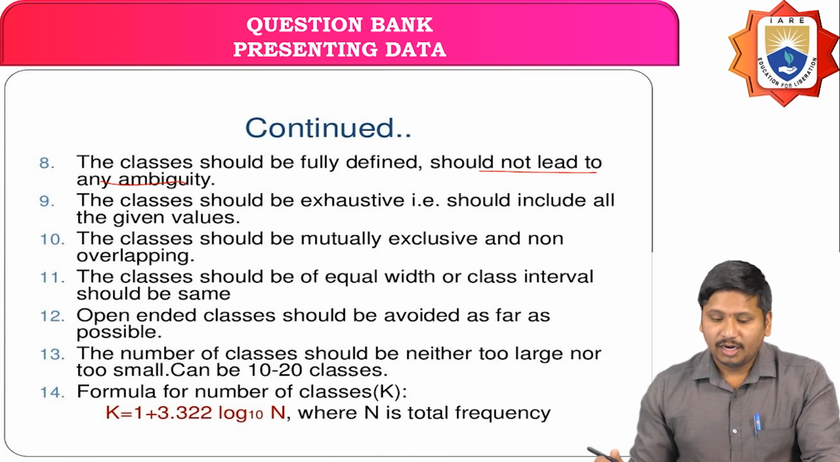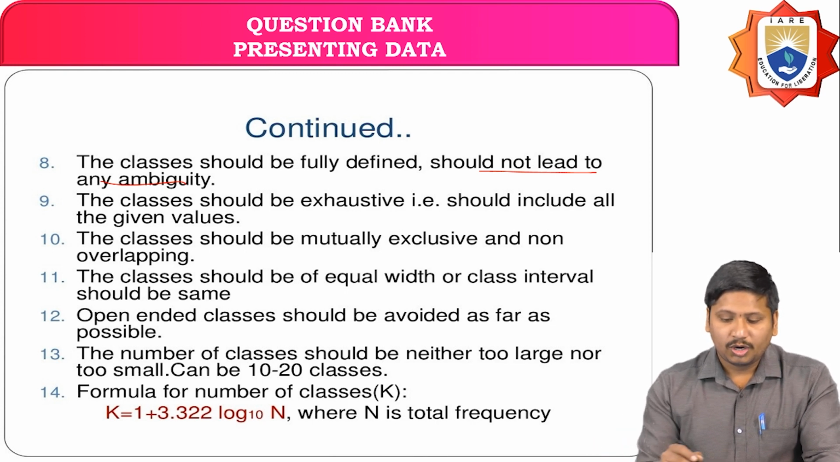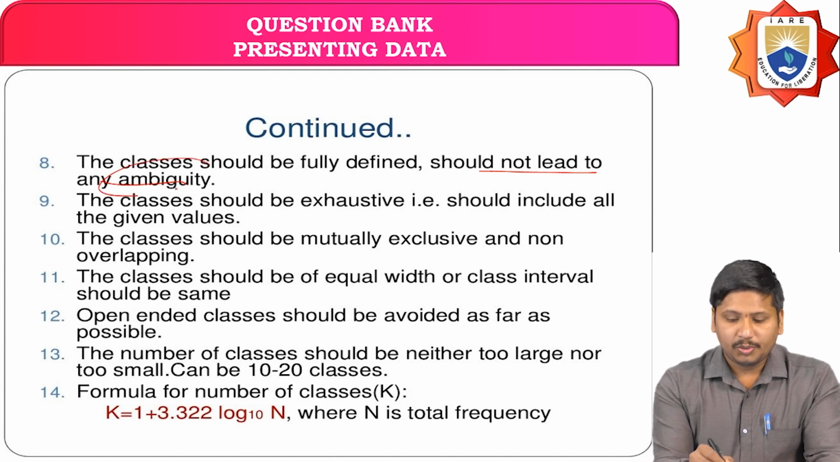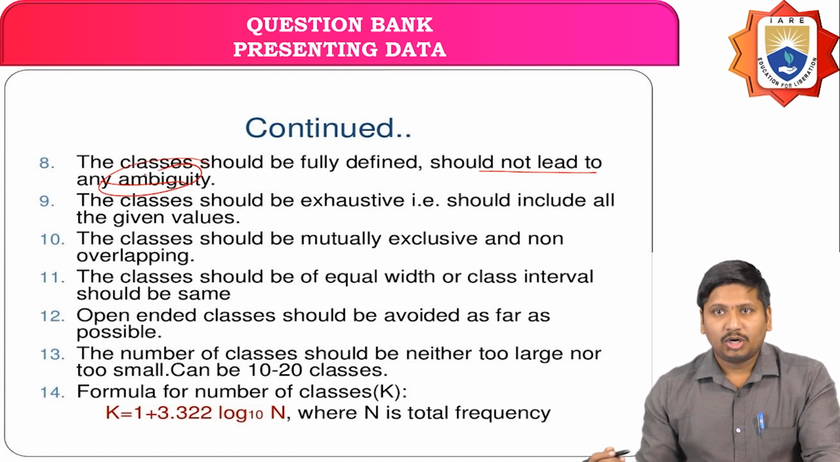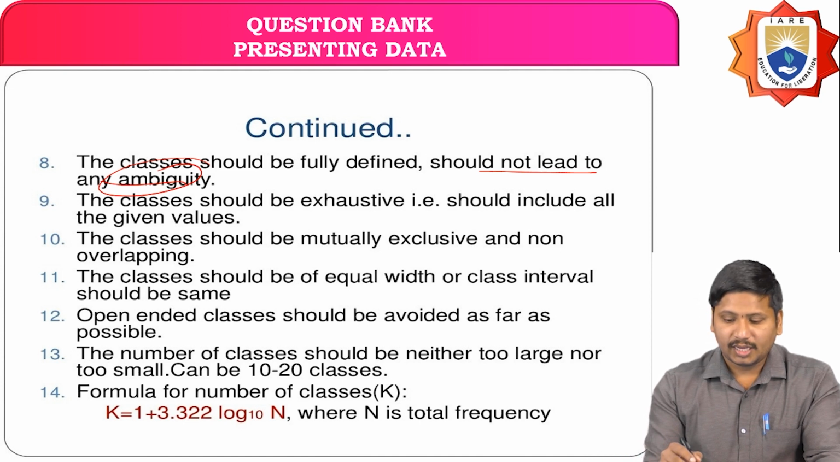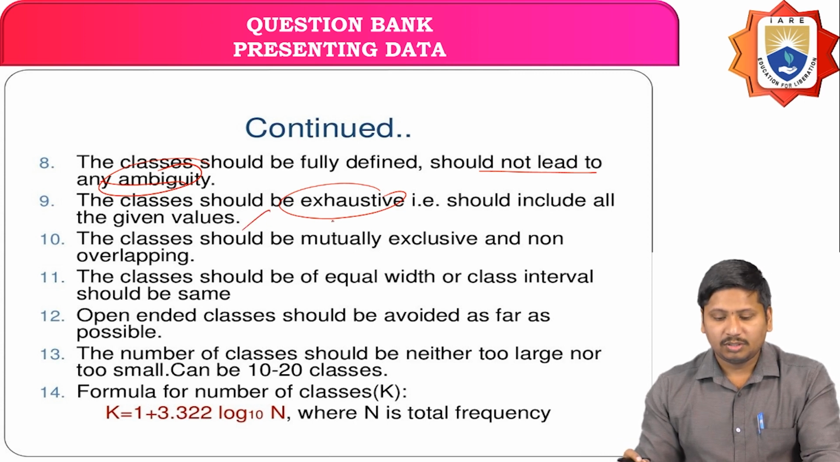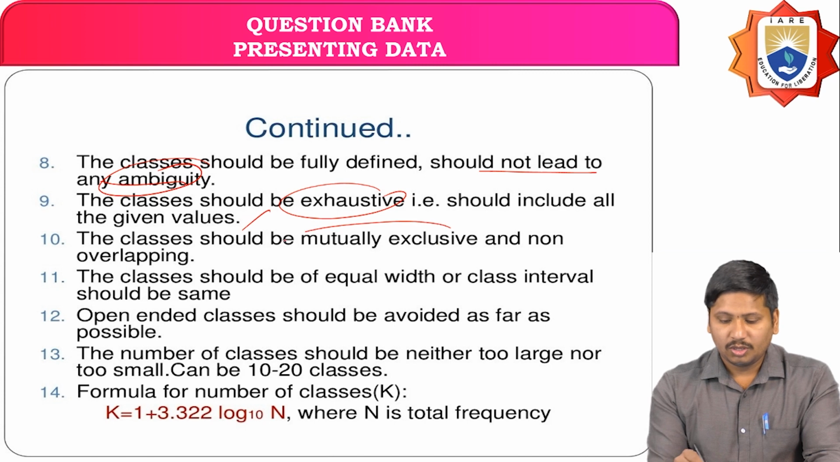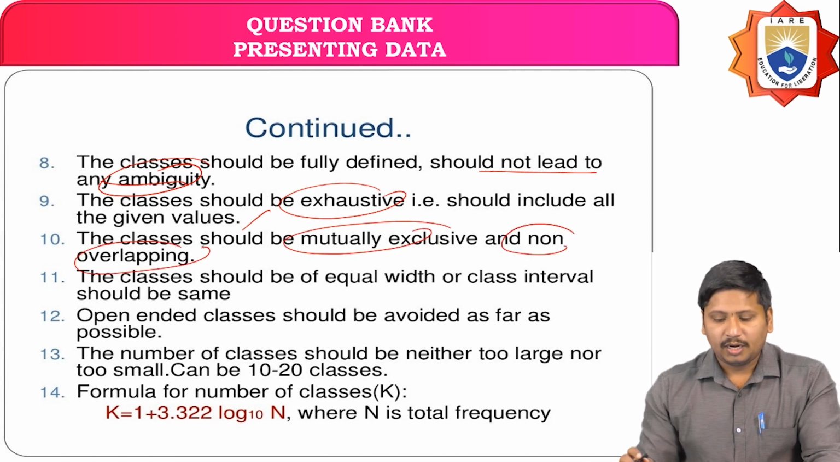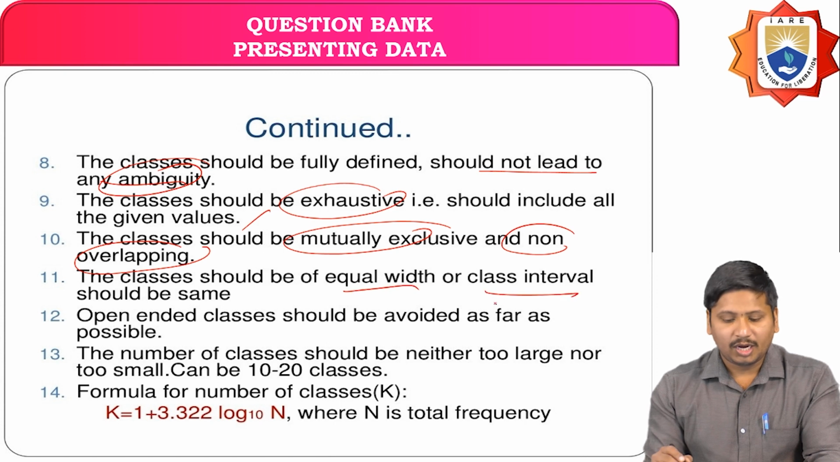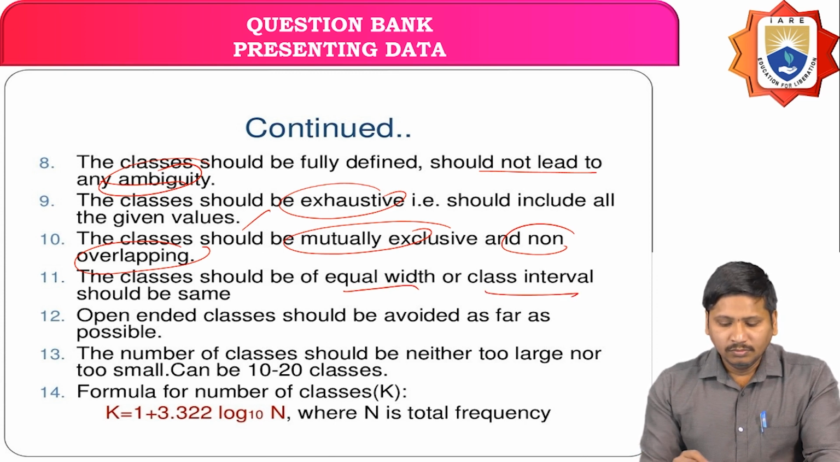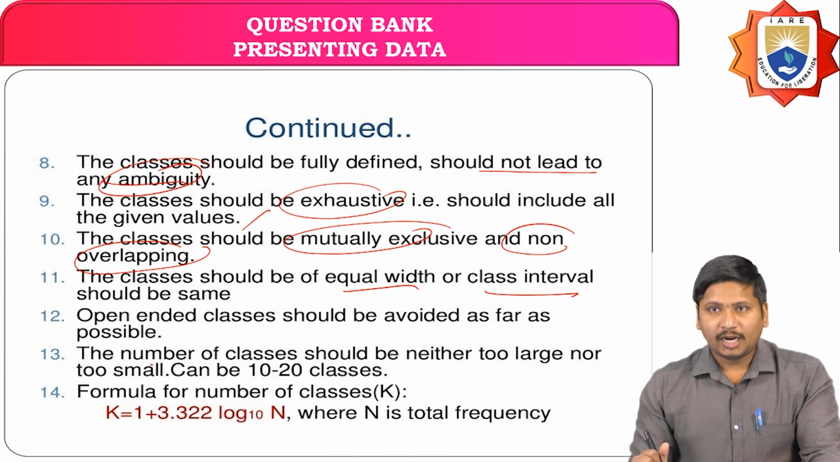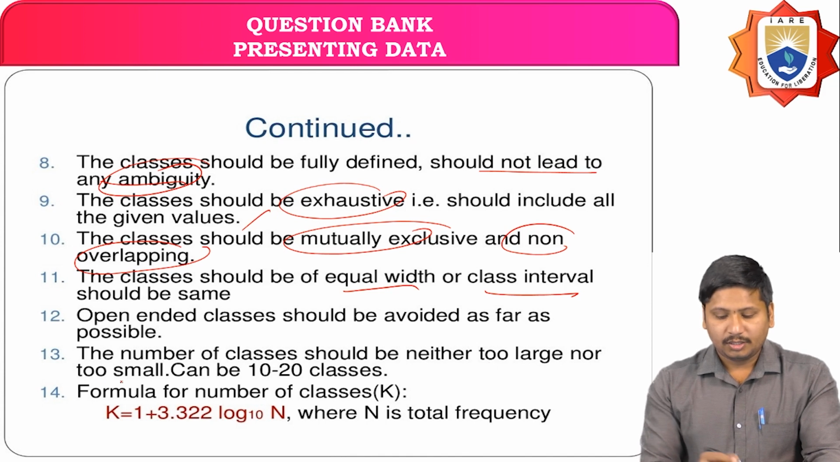So, the continuation of the guidelines for tabulation. The classes you are taking should not lead to ambiguity, and the classes should be exhaustive. That means it should include all the given values. There should not be the case of missing values, and the classes should be mutually exclusive and non-overlapping, and the classes should be of equal width, the equal class interval. Open-ended classes should be avoided as far as possible, and the number of classes should be neither too large nor too small. There should be around 10 to 20 classes.